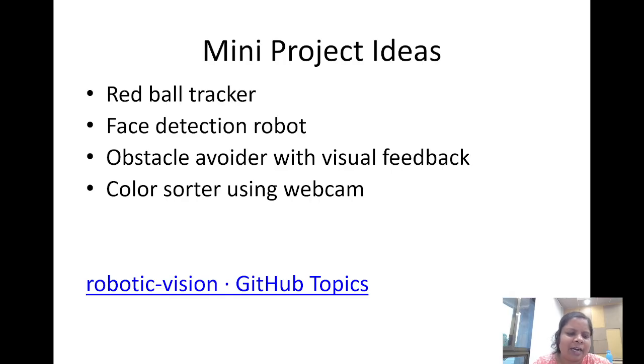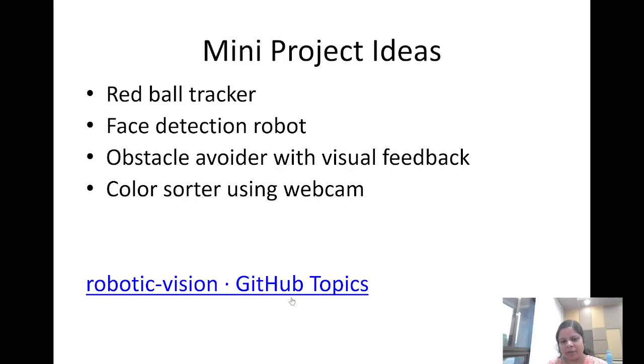One of them is you track the red ball using color detection. Then you have a face detection robot or a greeting bot. Then you have an obstacle avoider with some depth vision. And then you have a color sorting arm with OpenCV. So these are all beginner friendly and give hands-on experience with real sensors and algorithms. So yeah, you can go with it.